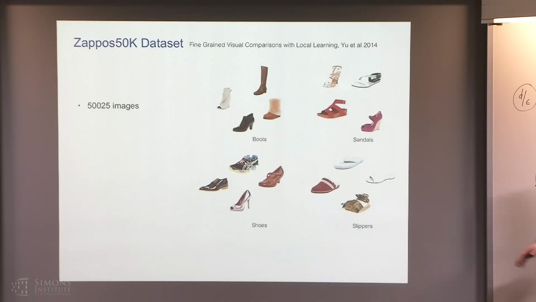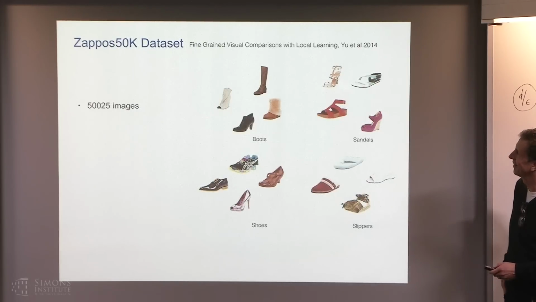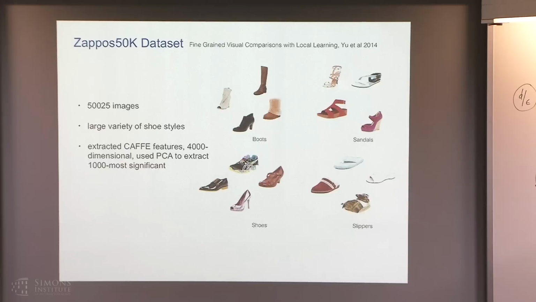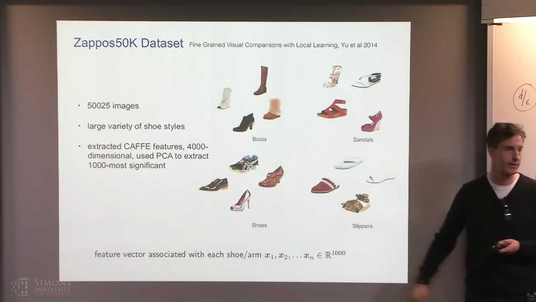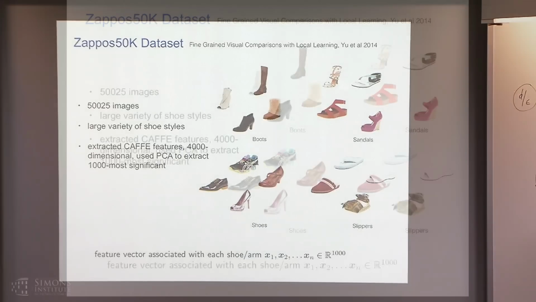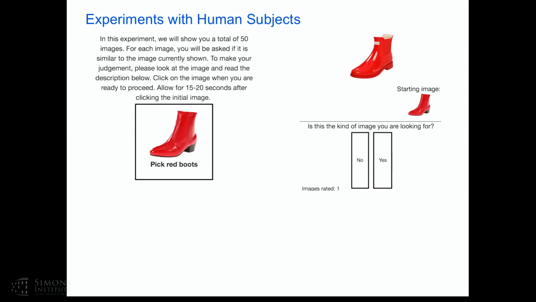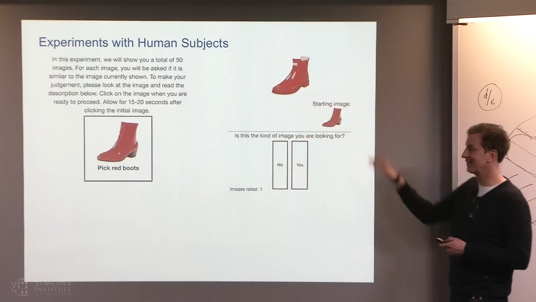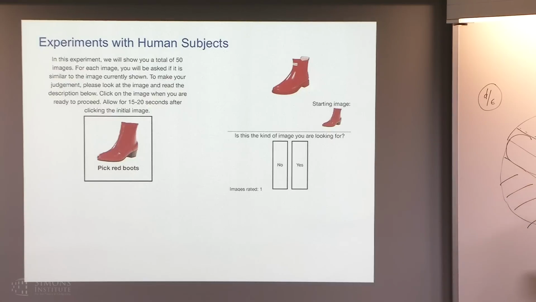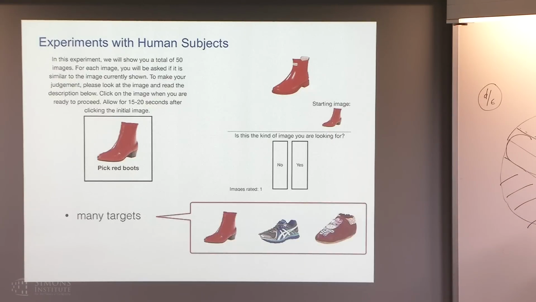So this is a data set people use for this sort of thing. This is the Zappos data set, 50,000 shoe images, a large variety of styles. We featurized each of them using deep learning features, so we end up with about a 1,000-dimensional feature vector for each shoe. Those are our x's in our linear bandit. Then we had human subjects. We primed them. We said, you want to pick out red boots. We start this system off. They can say, is this a good match to a red boot or not? We tried different targets, different experiments of this form.